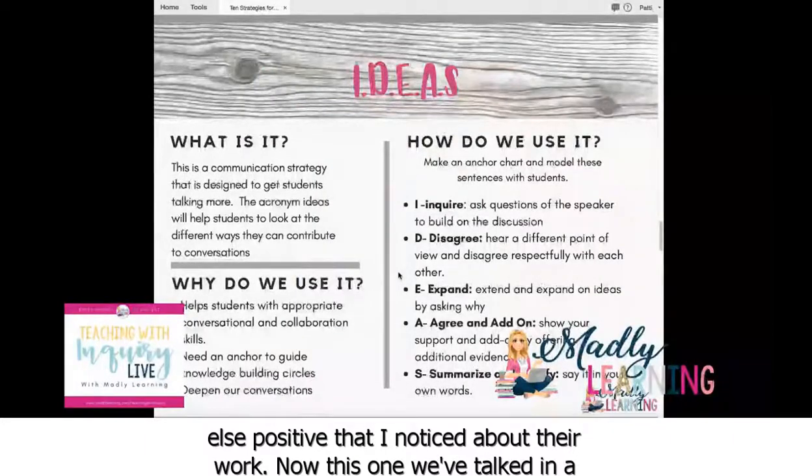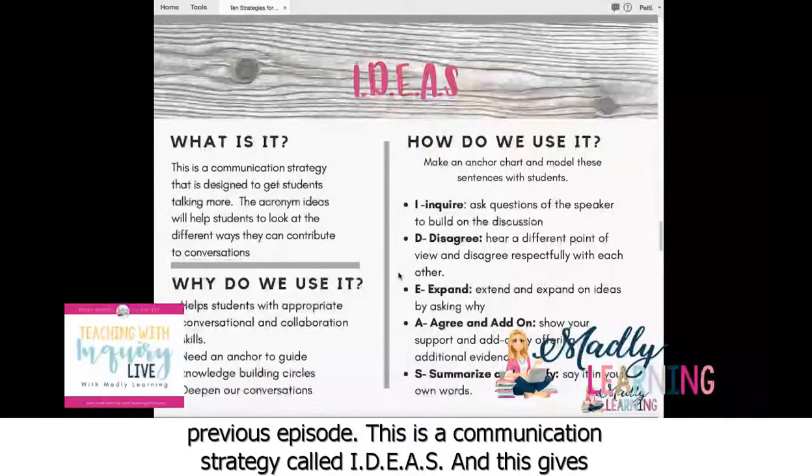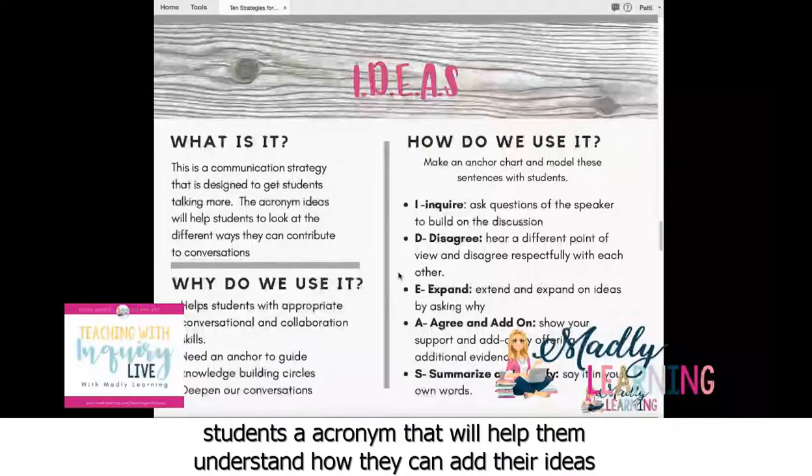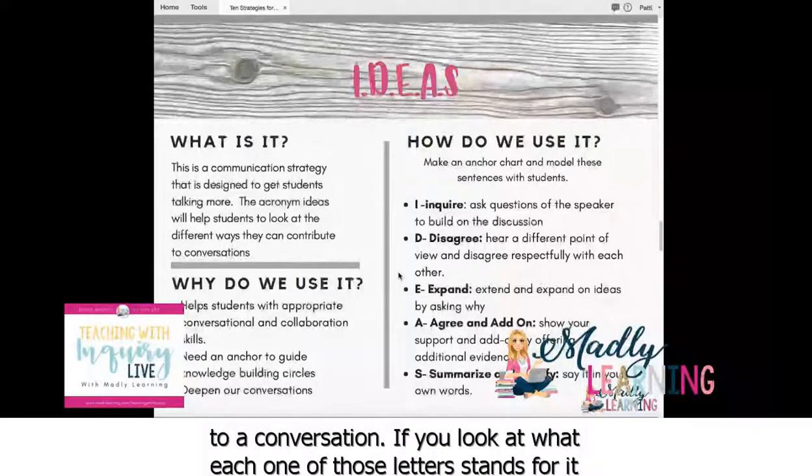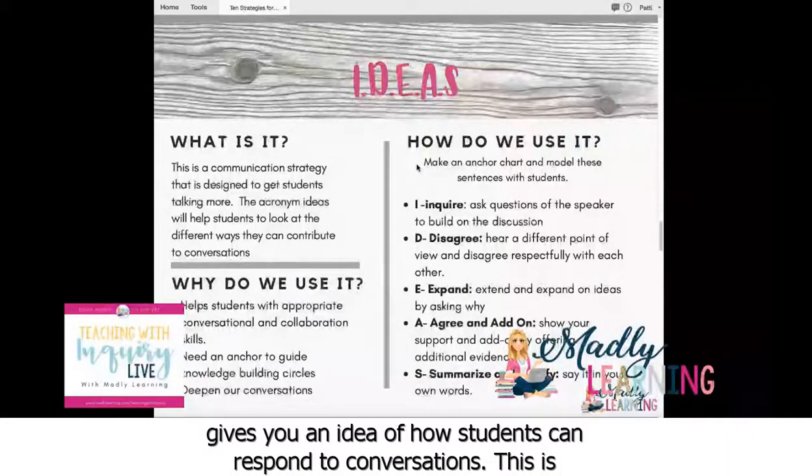Now, this one we've talked about in a previous episode. This is a communication strategy called IDEAS, and this gives students an acronym that will help them understand how they can add their ideas to a conversation. So if you look at what each one of those letters stands for, it gives you an idea of how students can respond to conversations.